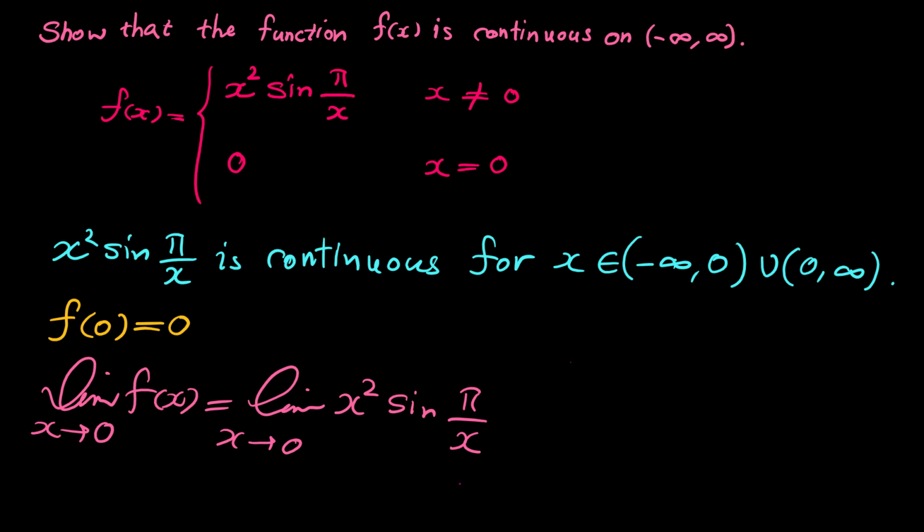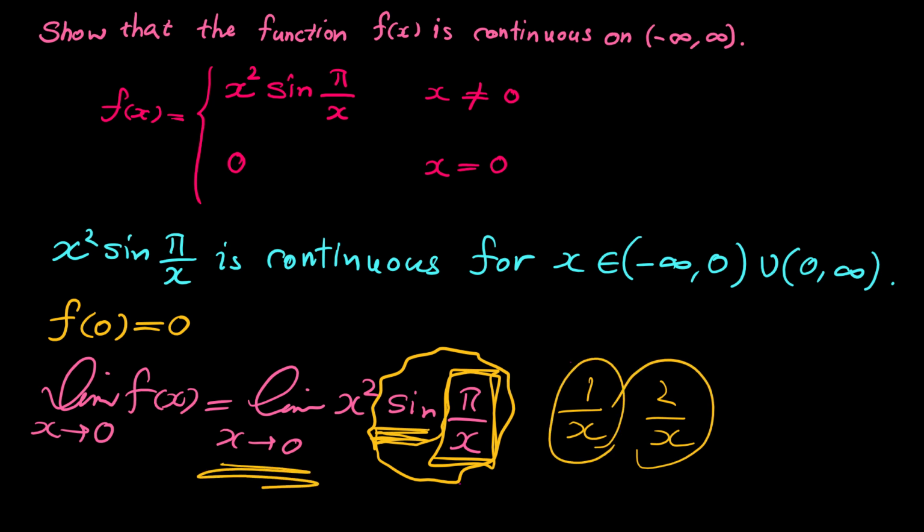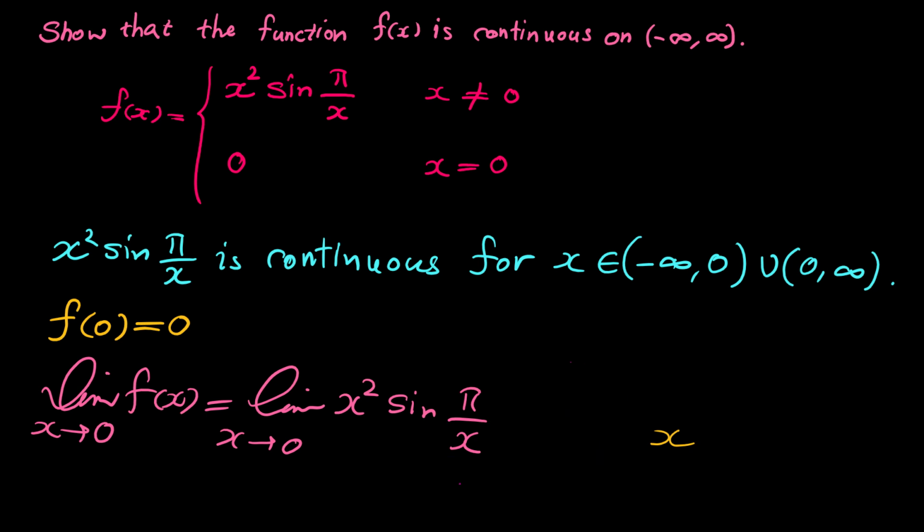We have to use a squeeze or sandwich theorem. And the reason that we guess that we have to use a squeeze or sandwich theorem is exactly this part. If you remember, whenever we have a sine or cosine with an expression in the form of pi over x or 1 over x or 2 over x, or something that goes to infinity when x approaches 0, for these type of questions we use squeeze or sandwich theorem.